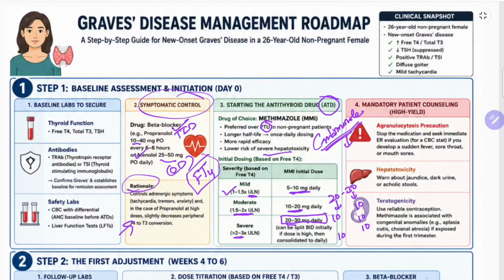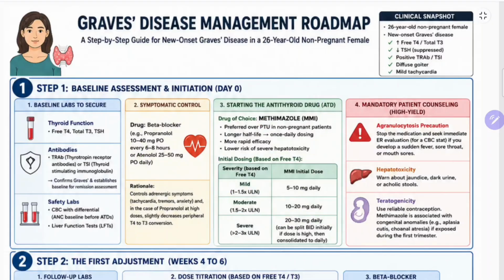So like that we will prescribe, and we will counsel the patient about agranulocytosis, hepatotoxicity, and if pregnant, for teratogenicity, or not pregnant also, non-pregnant females who are married, so we should counsel about pregnancy. So if they develop sudden fever or sore throat or mouth sores, then they should be counseled that they should come immediately to the clinic or hospital, and immediately CBC should be ordered to look out for agranulocytosis.